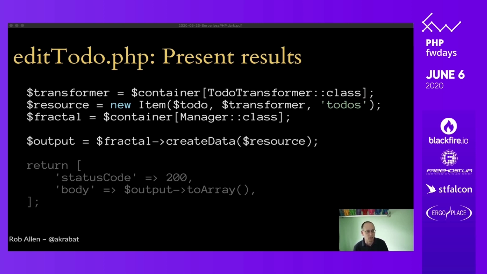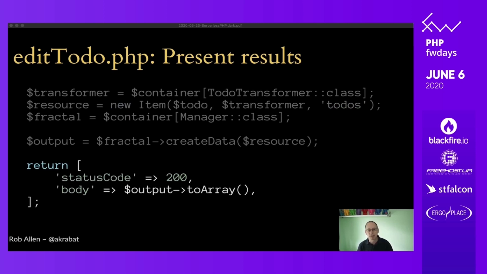So I grab the transformer, I create a resource object, which is a Fractal thing, and that will know how to actually create my data from my to-do item, which will then be able to send down the line. And I can use toArray to get the representation out for me, because OpenWhisk will turn it into JSON automatically for me. And that's the code involved. So we have got to deal with our input. We dealt with our central bit where we did the actual work. And then we dealt with our view layer where we created some nice presentation.